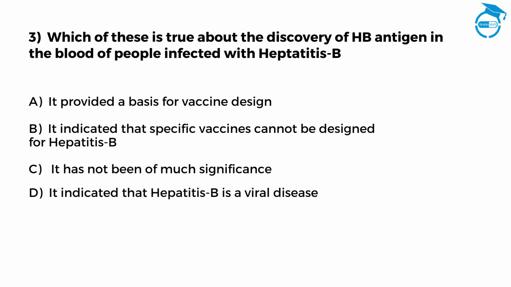So, the next question is: which of these is true about the discovery of HB antigen in the blood of people infected with hepatitis-B? Option A, it provided a basis for vaccine design. Option B, it indicated that specific vaccines cannot be designed for hepatitis-B. Option C, it has not been of much significance. Option D, it indicated that hepatitis-B is a viral disease. Mention your answer in the comments. You have got 7 seconds.